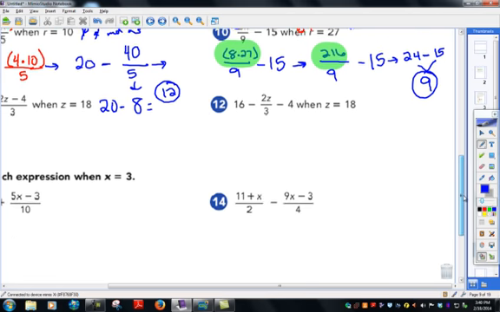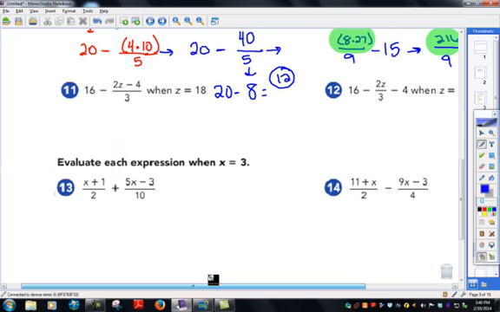Okay? Then they get really crazy here. There's some really crazy stuff that goes on. But again, you follow it just the same way. You turn it into a numeric expression. This needs to become a parentheses around it. 16 minus, parentheses, that means 2 times 18 minus 4, all of that divided by 3.